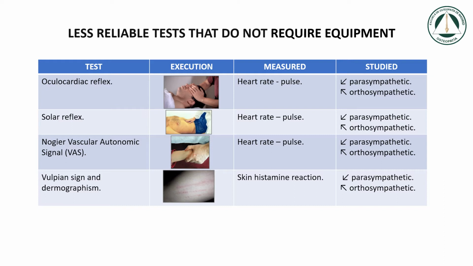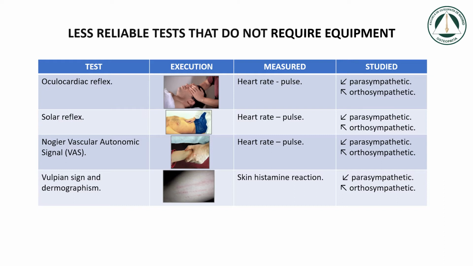Oculocardiac. The oculocardiac reflex consists of compressing the eyeballs and studying changes in heart rate with the pulse. The normal reaction is a decrease in heart rate. Solar. In the solar reflex, palpation of the epigastric area changes the heart rate. A mild increase in heart rate is normal.